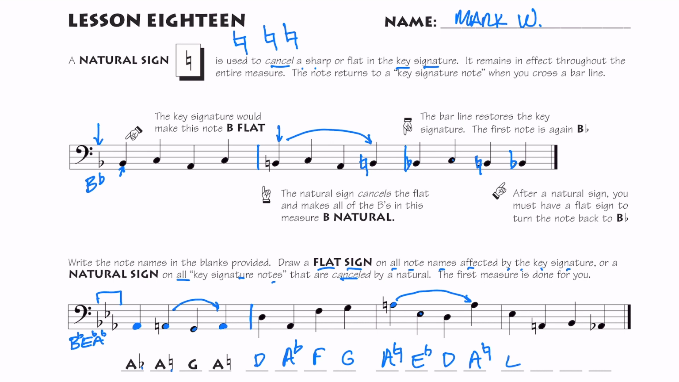Here's an E. That's a key signature note, yeah. Here's an A natural, because I have that natural sign that cancels the key signature. Here's a B. That's my first B flat from the key signature. And here's an A. I had to put that flat sign if I wanted an A flat.